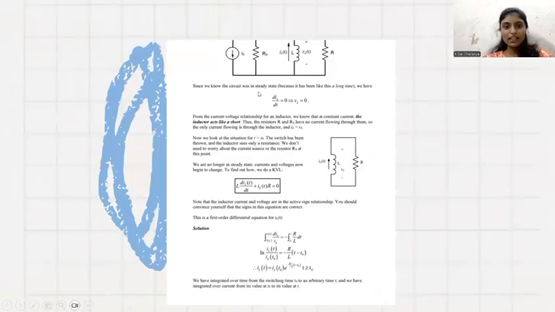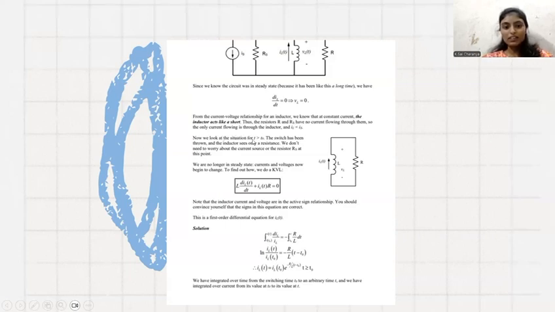Since we know the circuit has been in this state for a long time, we can see di by dt is equals to 0. VL is also 0. From the voltage relationship of an inductor, we know that for constant current the inductor also acts as a short. The resistors R and RS have no current flowing through them, so it is only the current flowing through the inductor.